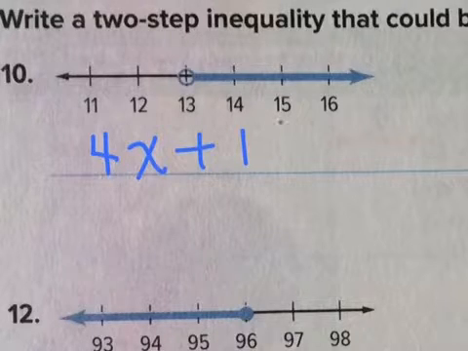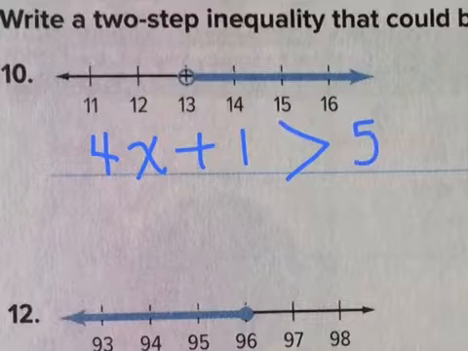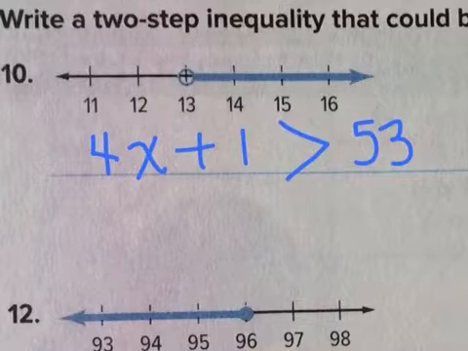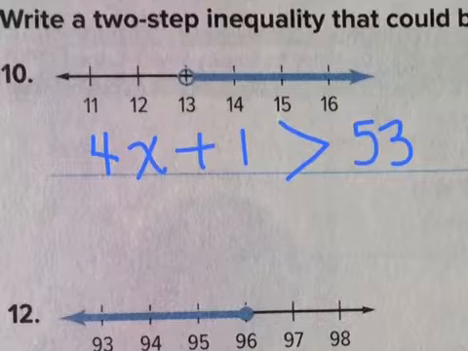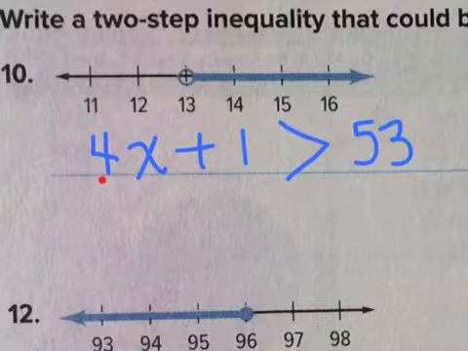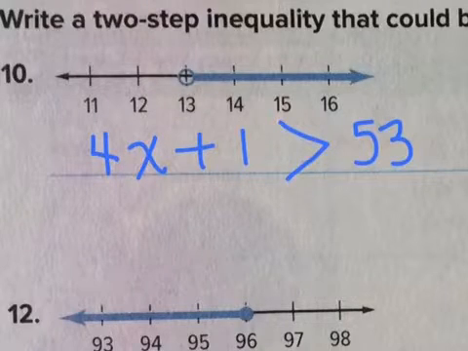And if I say that this side is greater than, I don't know, 53, it's true. This inequality that I wrote here can be supported by this graph. Because if x is greater than 13, this whole statement is true. Because 4 times 15, which is one of these numbers over here, is 60, plus 1 is 61. And 61 is greater than 53.